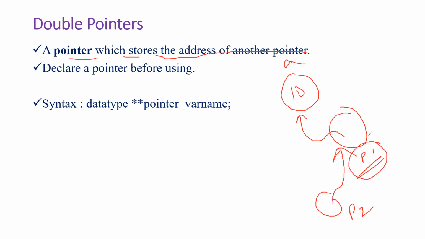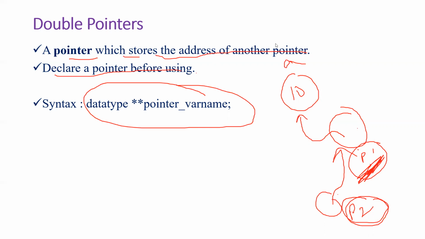Now as you can see, p1 is referring to variable a, p2 is referring to variable p1. So p2 is a double pointer here. Why? Because p2 holds the address of another pointer variable, right? Just like you need to declare the pointer and use it, this is the syntax for it. Now let's see an example for it.